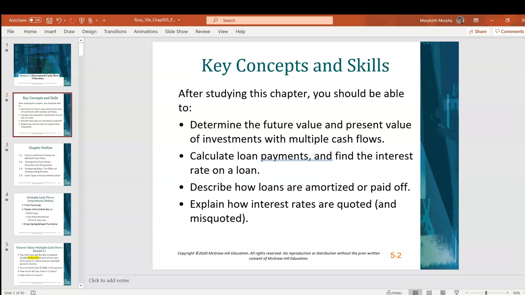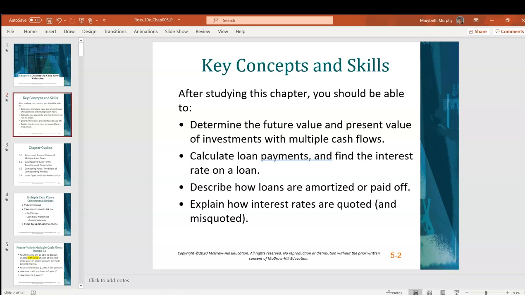In Chapter 4, all of the future value and present value calculations we did were with one cash flow, either one cash flow going out or one cash flow coming in. Well, in the real world, that doesn't happen very often. It happens, but not as frequently as multiple cash flows. So in this chapter, we're going to extend what we did and include multiple cash flows.